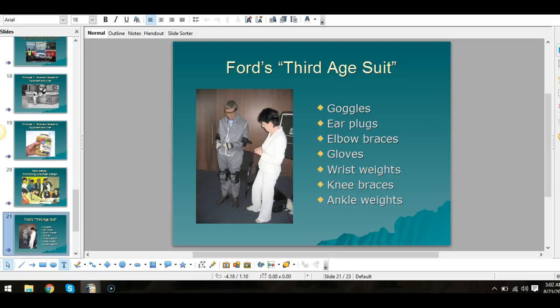So you get special goggles, you get special earplugs, you have elbow braces so you cannot use your arms that well, you get special gloves so you don't have really fine touch on your fingers anymore. You get wrist weights, knee braces, and ankle weights. And if you walk in this special suit, you really feel like you are older. So that way you get to experience how you may look and feel when you are old, and you realize what you will need when you are a senior and how the environment will be inaccessible to you.